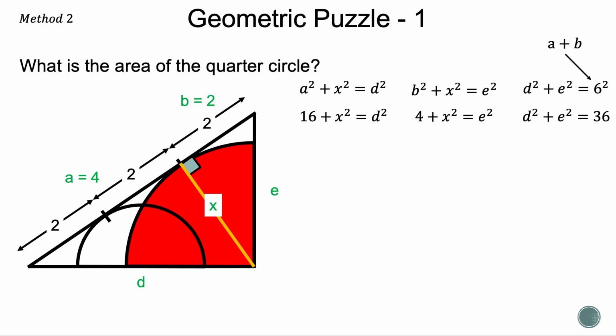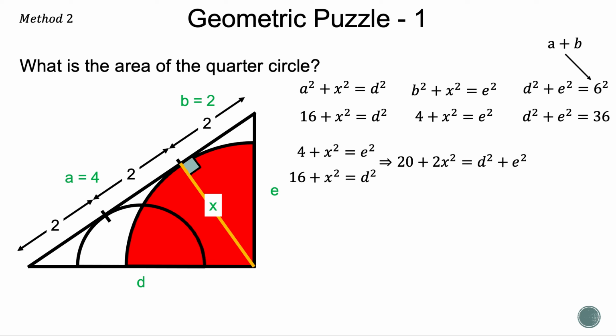Now we're going to rewrite the first two theorems so we can add them together. Why are we doing that? Well, the bottom left triangle and the top left triangle, when added together, equal the big triangle. So let's go ahead and do that. And now we have 20 plus 2x squared is equal to d squared plus e squared. We have seen d squared plus e squared before, and that is because we use those terms to write our third Pythagorean theorem. So d squared plus e squared is equal to 36.